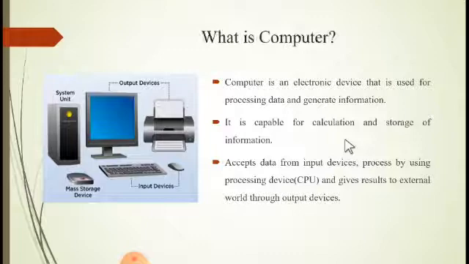A computer is an electronic device that is used for processing data and generating information. It is capable of calculation and storage of information. It accepts data from input devices, processes it using the processing device, that is the CPU, and gives results to the external world through output devices. This is what we call a computer.